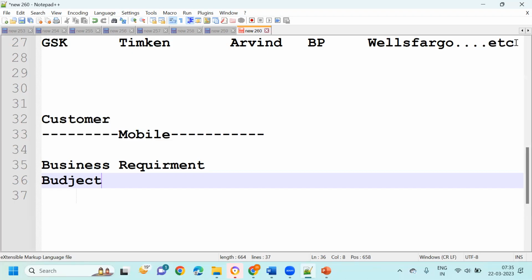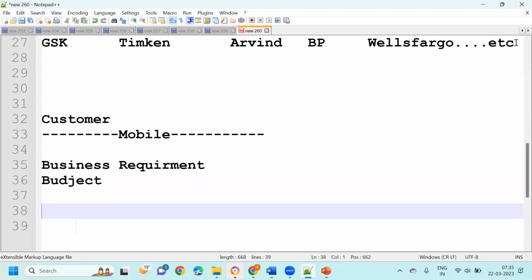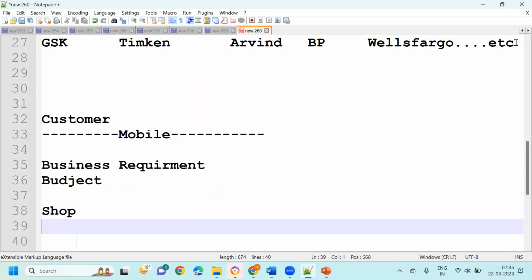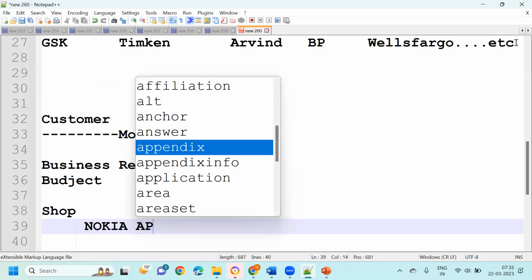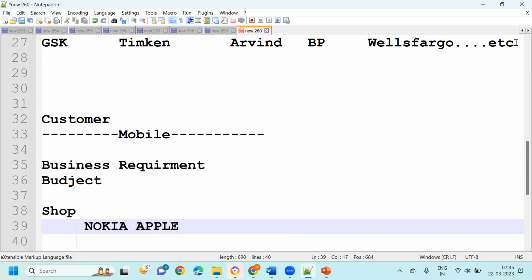Once you know the business requirement as well as the budget, first we go to the shop. As a customer, we go to the shop. There we can see multiple brands of mobiles. One is Nokia, one is Apple. There are some branded mobiles and some non-branded mobiles. Next is Samsung, next is Sony. Like that, we have n number of brands.